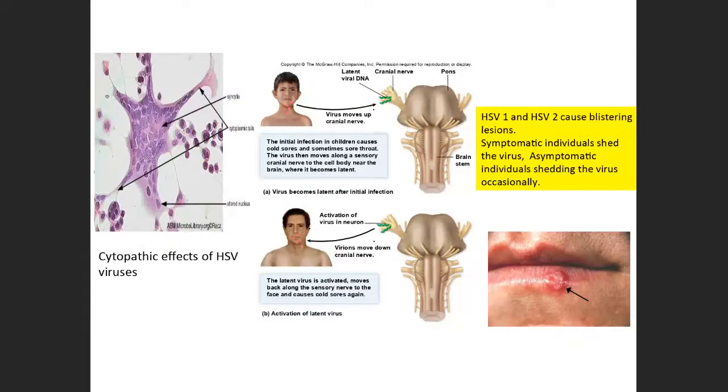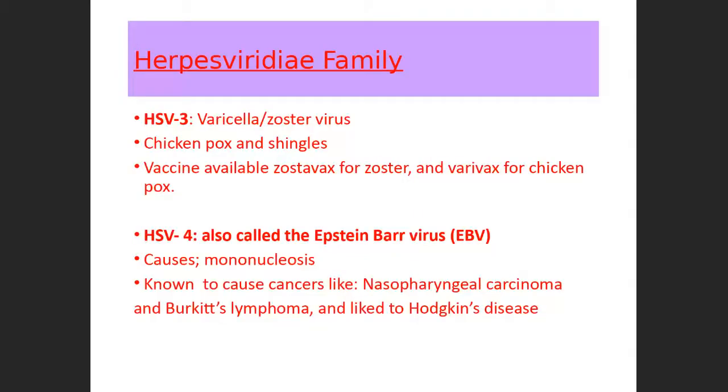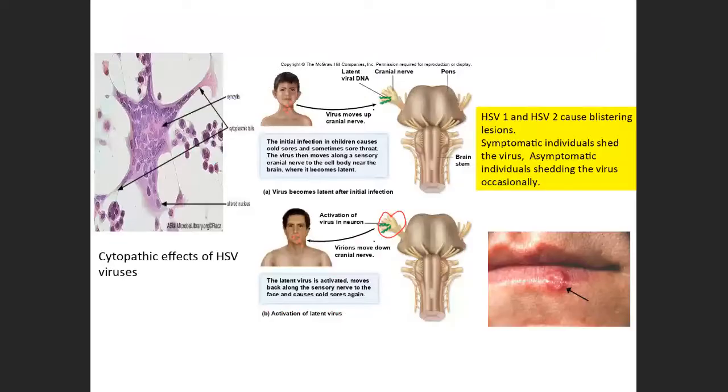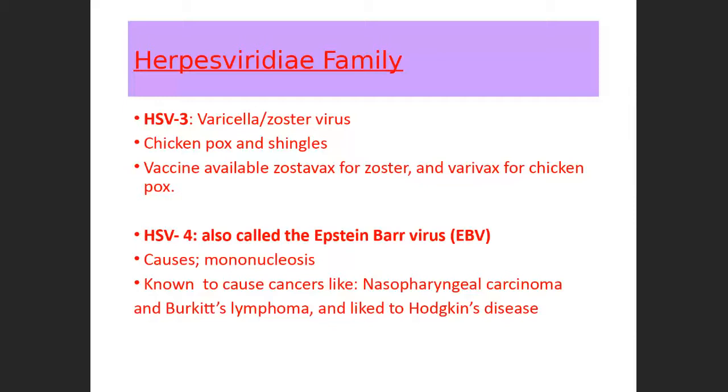All right, so that's herpes simplex virus 1, causing the little cold sores. And that's the trigeminal nerve ganglia, which is located right in front of the ear, where the virus hides. HSV-3 is the varicella zoster virus, which causes chickenpox and shingles. We do have a vaccine, and we actually have a vaccine for both chickenpox and shingles.